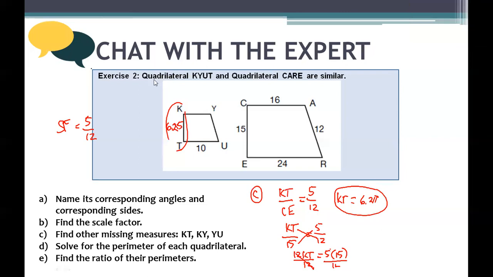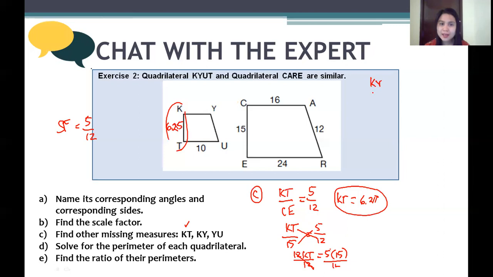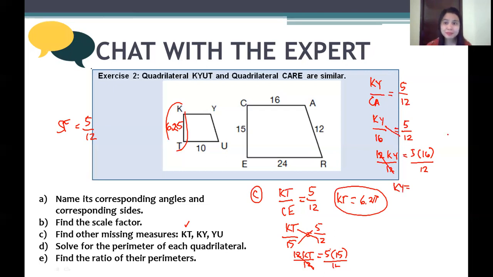Now, if you check, you can divide it. 6.25 divided by 15, you'll still get the answer 5/12, which is our scale factor. Next, let's find the measure of KY, this one. Again, you write KY and its proportional side, CA. That's equal to the scale factor, 5/12. So KY is missing, CA is 16, equals 5/12. Let's cross multiply. 12 times KY equals 5 times 16. Divide both by 12. We have 5 times 16, that's 80. Divide it both by 12. The answer is 20/3. So this measures 20/3.